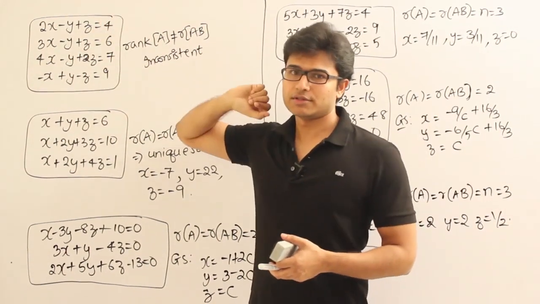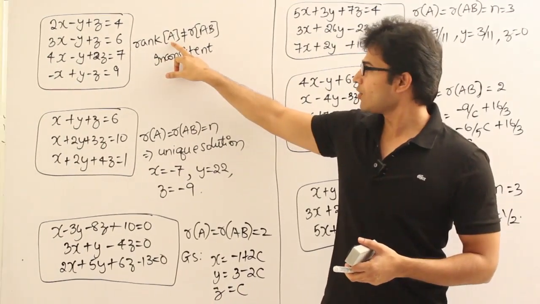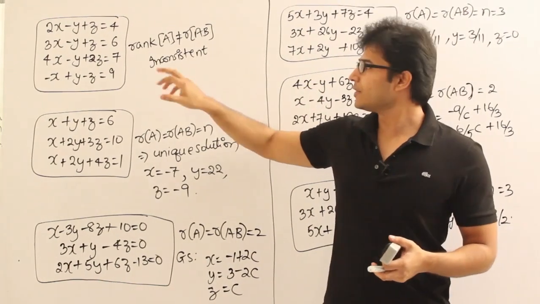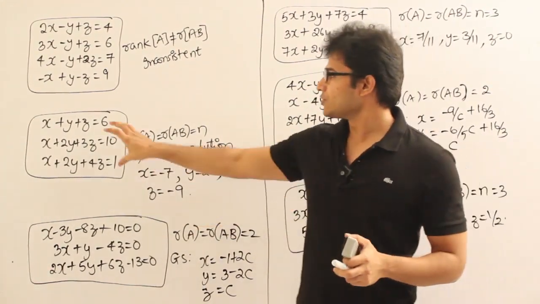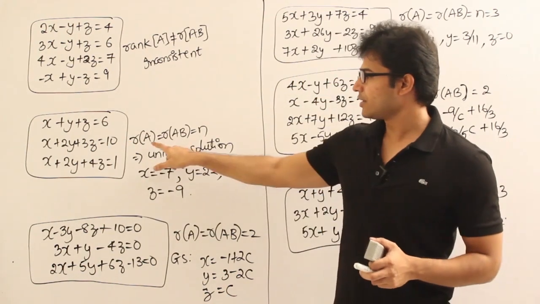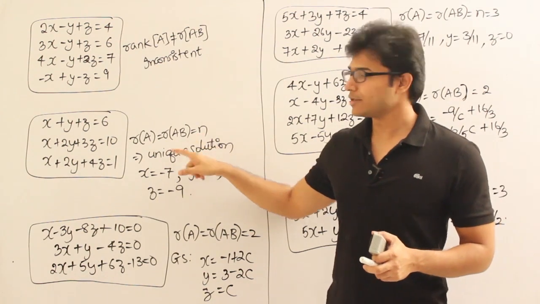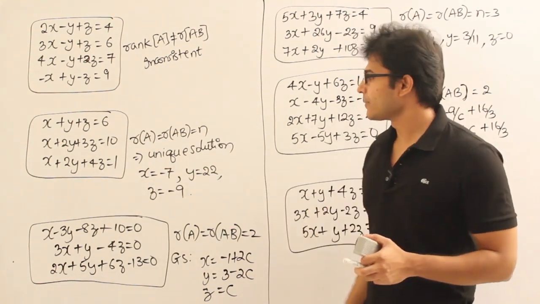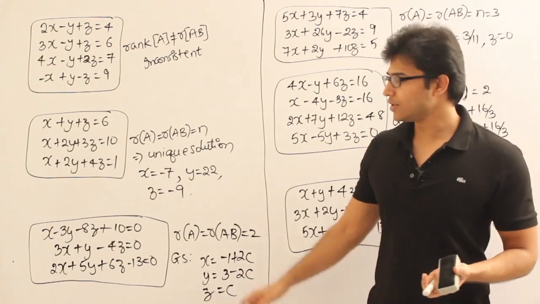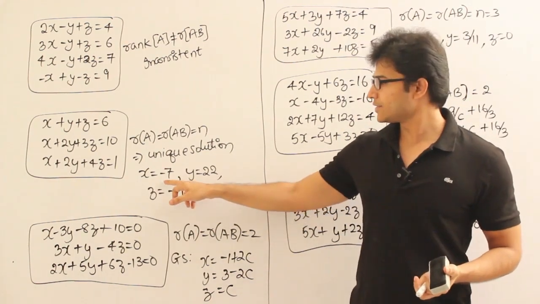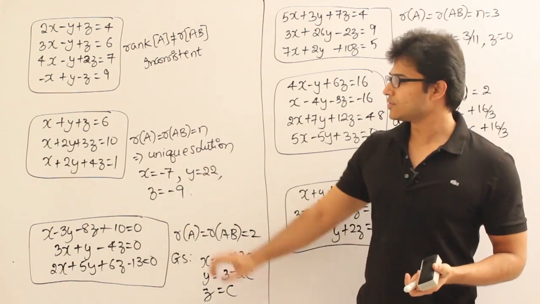You are supposed to solve the system of equations, and if you solve it, you will find out that rank of A is not equal to rank of AB, therefore inconsistent, which means there will be no solutions at all. And if you solve these equations, you will find that rank of A is equal to rank of AB equal to n. So what is n here? 3. Number of unknowns is 3. Therefore, you have a unique solution, and if you try to find out what the unique solution is, you will get x equal to -7, 22 and -9. This is the unique solution.